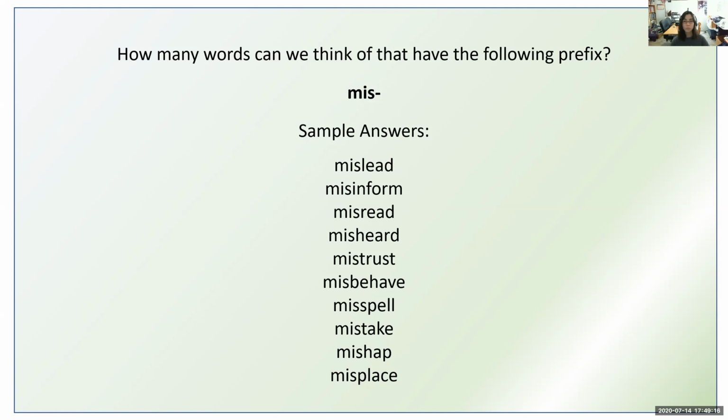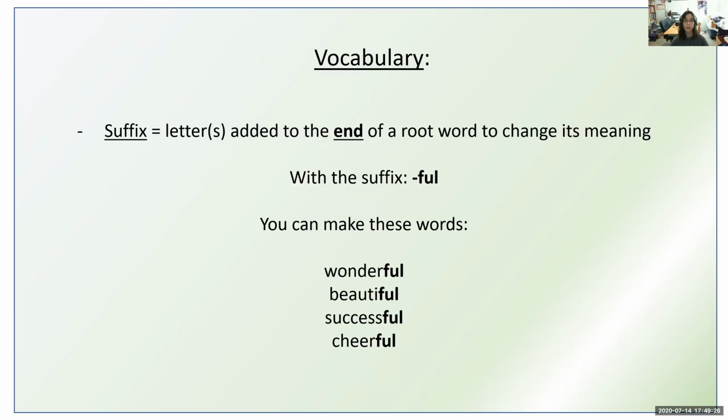Okay, so those were prefixes, remembering that prefixes are at the beginning of a root word. Now there's something that's the opposite of a prefix, and this is called a suffix. And a suffix is a letter or letters that are added to the end of a root word to change its meaning. So again, prefix was for the beginning of a root word. Suffix is for the end of the root word.